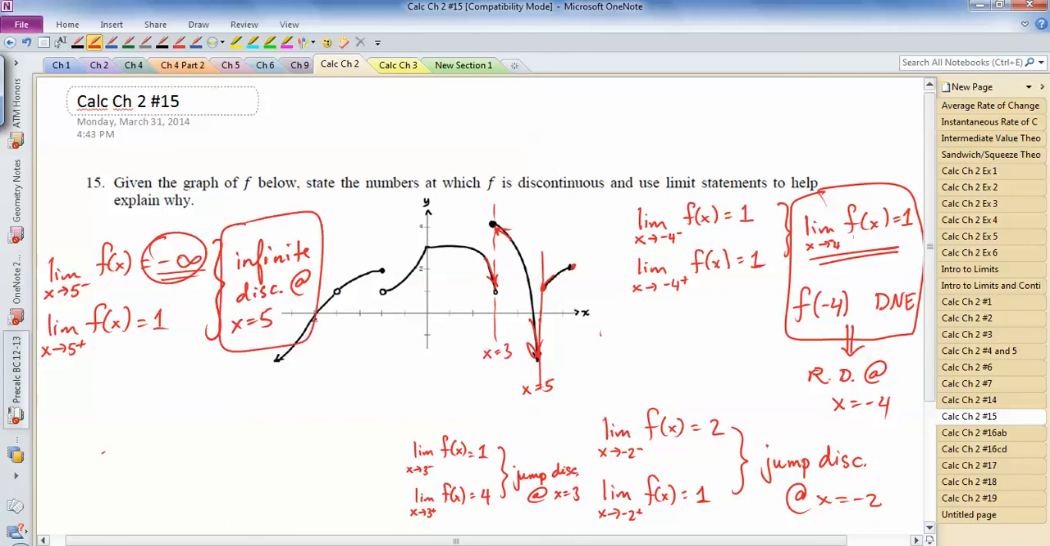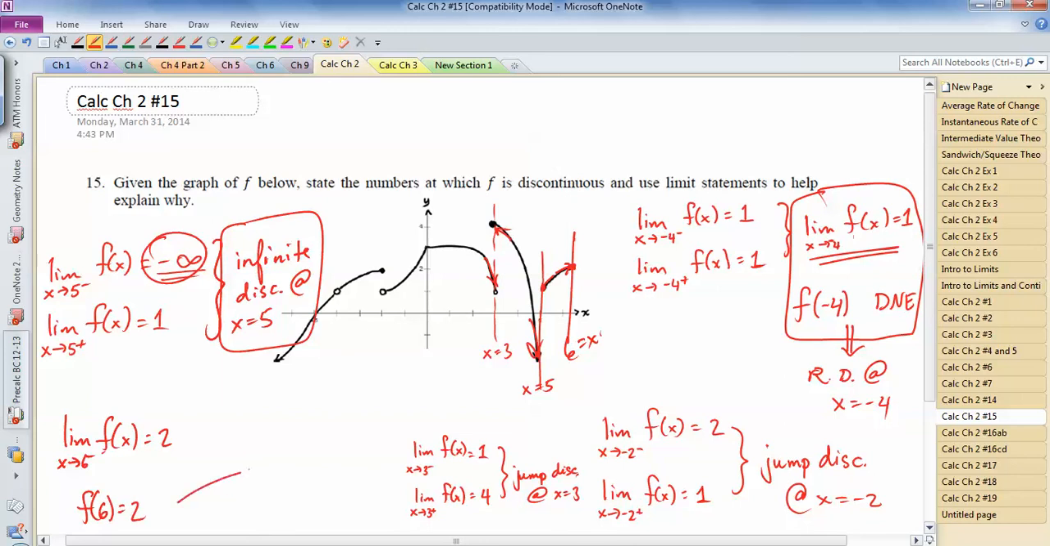There is one last place to examine here. That's an endpoint right there at 6. Let's just say that's x equals 6. If you wanted to check if it's discontinuous there, since it's an endpoint, you really would only check one side. The limit as x goes to 6 from the left of f of x happens to be 2. And then f of 6 also happens to be 2.